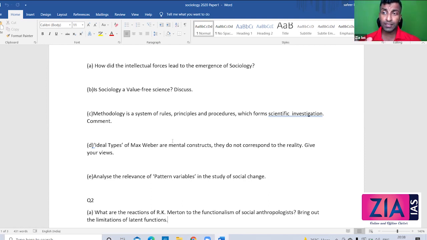What are pattern variables? There are certain roles. When you're performing action in terms of roles, you may face dilemma. These dilemmas are what you consider as pattern variables. The dilemmas: ascription versus achievement, collectivity versus self-orientation, universalism versus particularism, affectivity versus affective neutrality, specificity versus diffuseness. All these we discussed. The combinations: universalistic achievement, universalistic ascription, particularistic achievement, particularistic ascription.